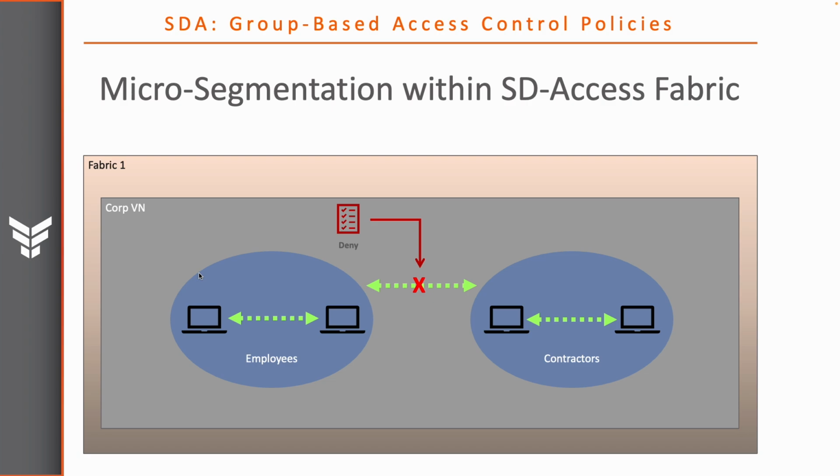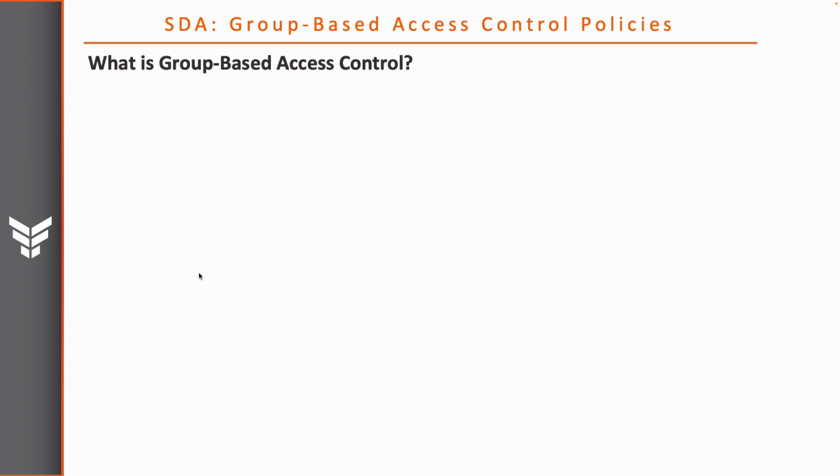We can even go further and say that we don't want any contractor endpoints communicating with each other. And even though they're in the same scalable group, we can apply a policy referencing the same contract, denying all traffic between the endpoints within that scalable group. So, group-based access control is our micro-segmentation layer in our fabric. It gives us granular access control down to within the actual scalable group.